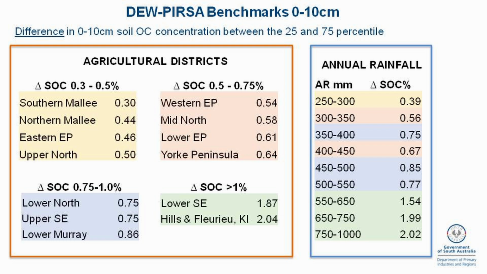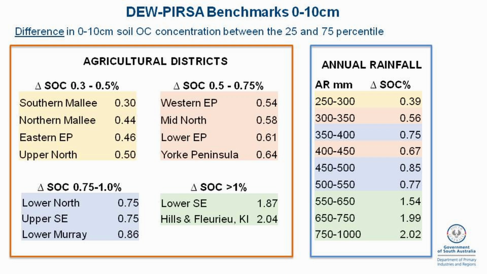When you're talking to people and they ask, how much carbon can I expect to change in my area? This gives you an idea. This is the difference in carbon value between the 25th and the 75th percentile, and all I've done is colour code them. If you're in the Southern Mallee, Northern Mallee, Eastern EP and Upper North, the chance is that you're going to change between 0.3 to 0.5% carbon, going up to that practical target if you're at that lower point. If you look at the green areas, that's where you're likely to go over 1 to 2%. That's the lower southeast, hills and Fleurieu.